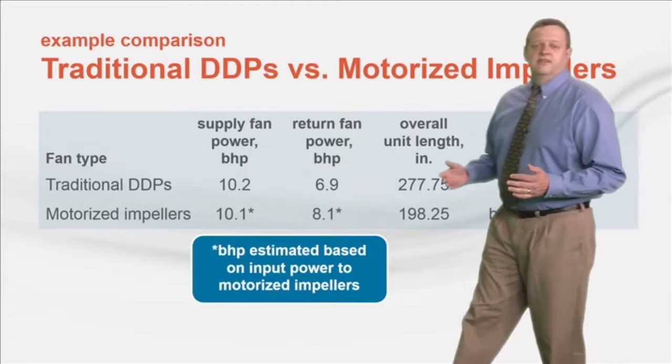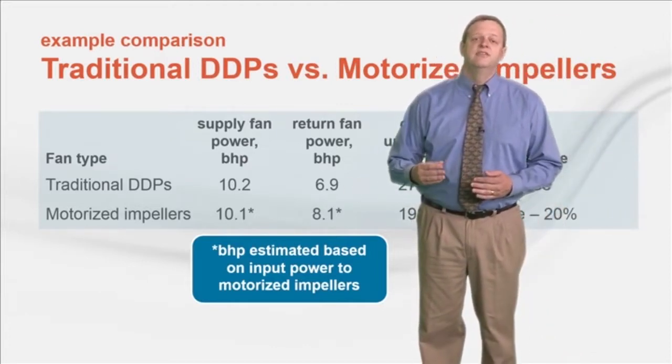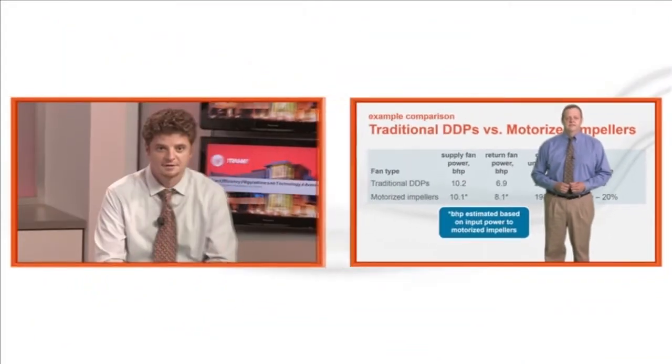So when budget and space are tight, motorized impellers can be a valuable option to minimize cost and length while still providing good efficiency. The fact that motorized impellers are rated in terms of input kW can make it more confusing when determining whether a system complies with the fan power limitation of ASHRAE 90.1.